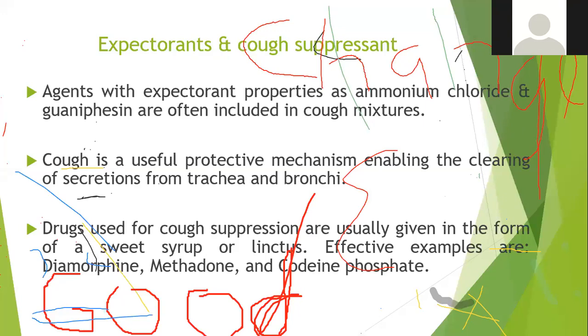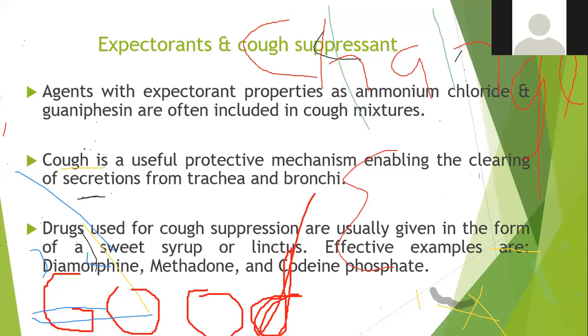Most times, as you all know, cough might not be a disease entirely. It can be a protective mechanism that enables clearing of the airway. It enables the clearing of secretions from the trachea and the bronchi. And drugs that are used for cough suppression are usually given in the form of a sweet syrup, in the form of linctus.